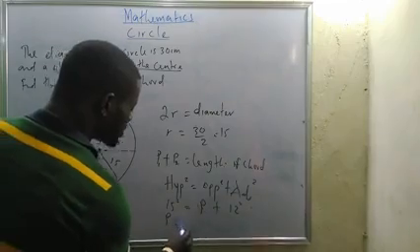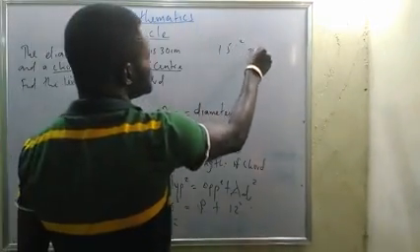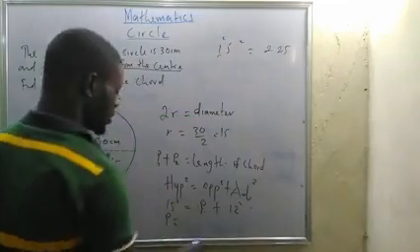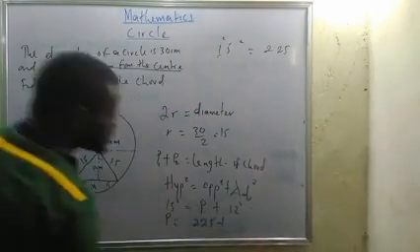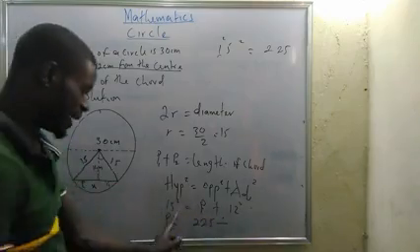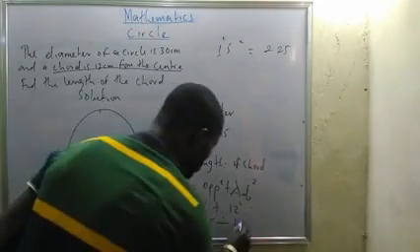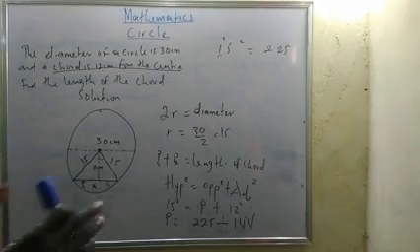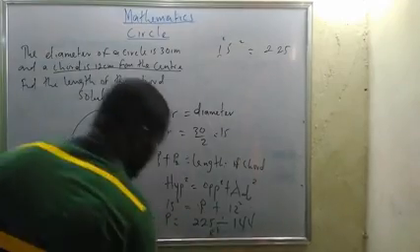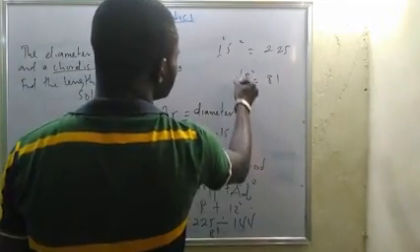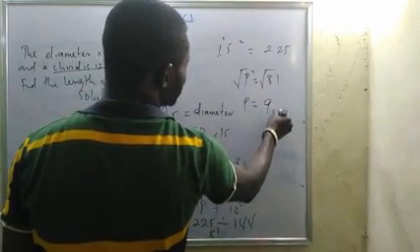Now, it means my P squared equals 15 squared minus 12 squared. I've collected like terms. If you want to square 15, just notice that it will end with 25. 2 times 1 is 2. It means I will have 225 minus 144, which is going to be 81. Take note of that. It means P squared equals 81. Root both sides. P equals 9 centimeters.